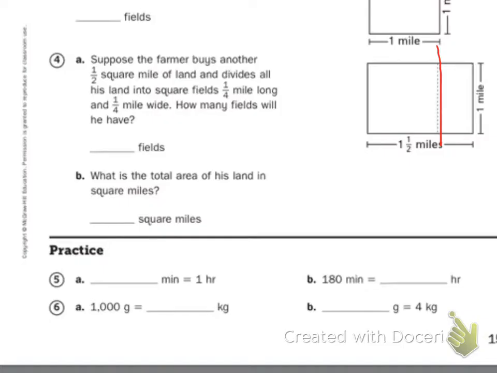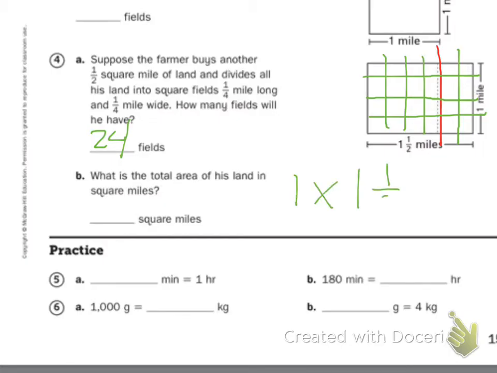So we need to split it all into fourths. And so then this is fourths, and then fourths again. So you should end up with 24 fields. And then what is the total area of his land in square miles? Well, we have 1 times 1 and 1/2. So we know anything times 1 is itself. So we know it's 1 and 1/2 square miles.